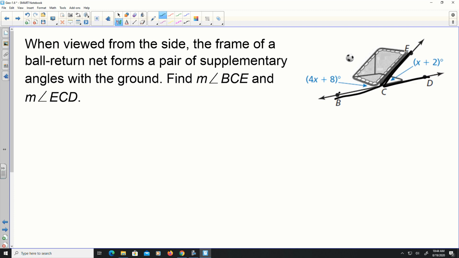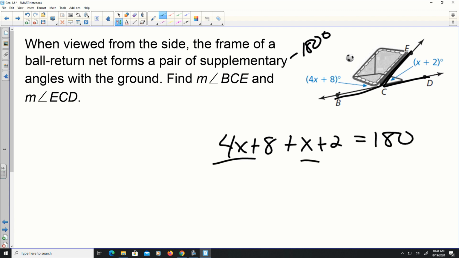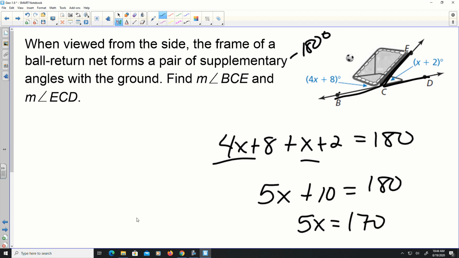So they're telling you it's supplementary, so it's 180. Great. So we've got to find those individual angles. So it's going to be what? 4x plus 8 plus x plus 2, because of that angle addition postulate we can use, and it says it's 180. Combine like terms, 5x plus 10 is equal to 180. Subtract 10 from both sides, 5x is equal to 170. 170 divided by 5 is 34. Now that's not the answer, it just helps us find the answer.